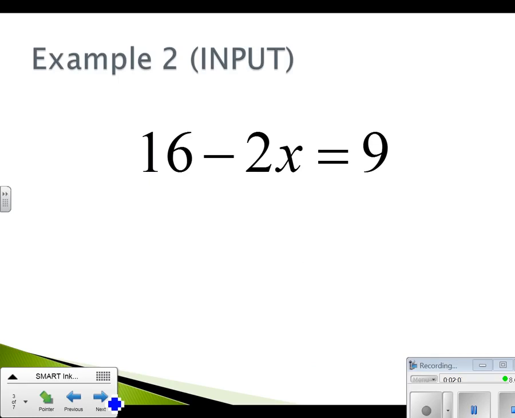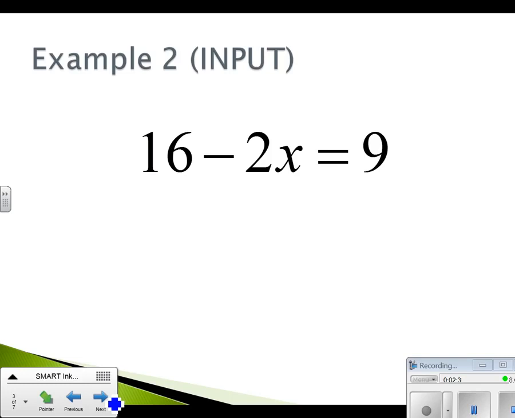16 minus 2x is the same as 9. So in this problem we want to get the x all alone, so that means we have to get rid of the 16 and the negative 2. Well, the 16, we are essentially adding it to the negative 2x, and negative 2 is multiplying to the 2x. You have to do any addition or subtraction first, multiplication and division second.